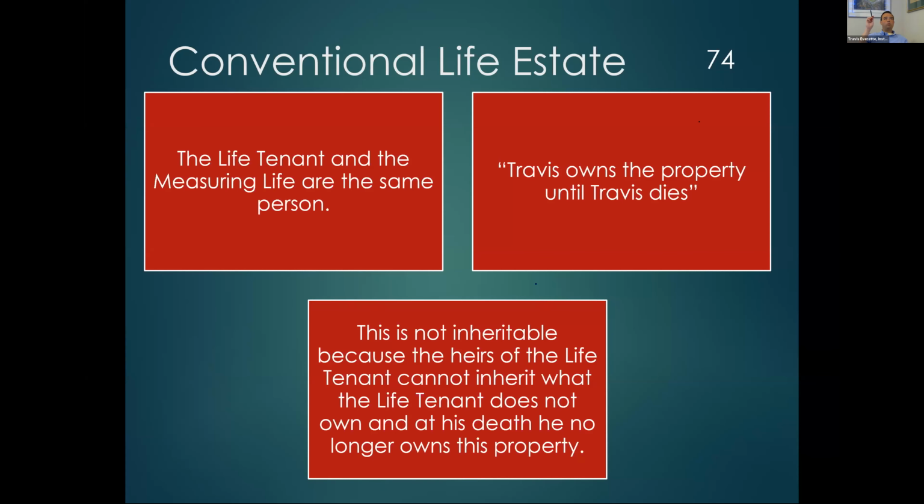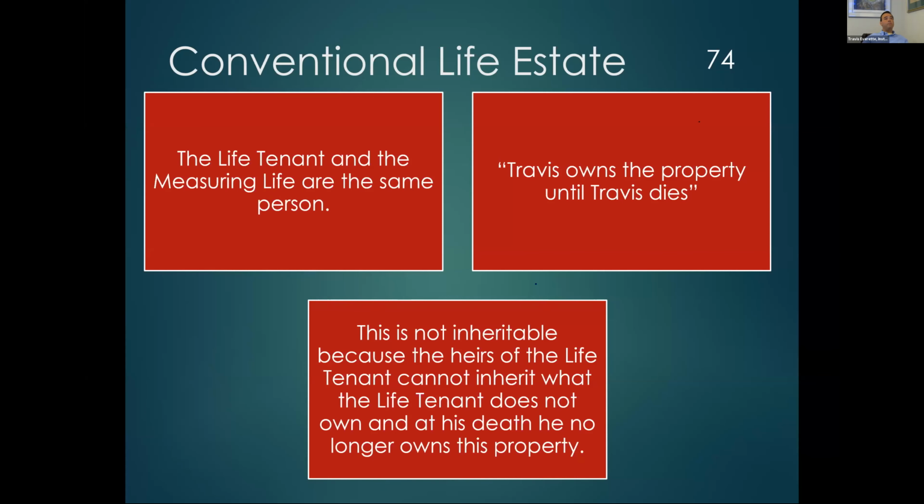Kaylin owns this farm until Anna Lee dies. That's a life estate per autre vie. Tell me what the difference is between the two. The number of people is different, right?